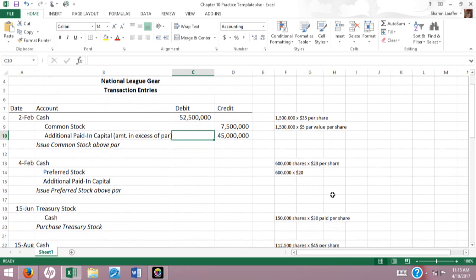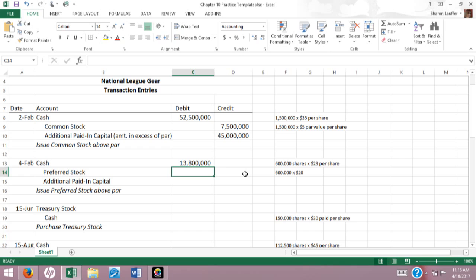So the next entry, we're going to record a sale of preferred stock. It says issued 600,000 shares of preferred stock for $23 a share. If we look at our instructions, it tells us that the par value of preferred stock is $20 a share. So again, the sale is above the par value. To get the amount of cash that we received, we're going to take the number of shares, which is 600,000 shares, times the selling price, which is $23 a share. If we do the math on that, we come up with $13,800,000.